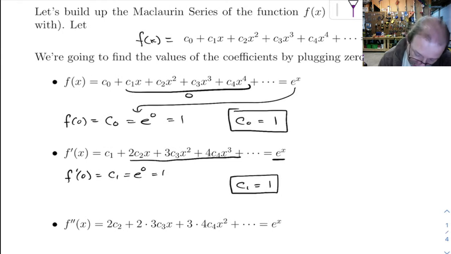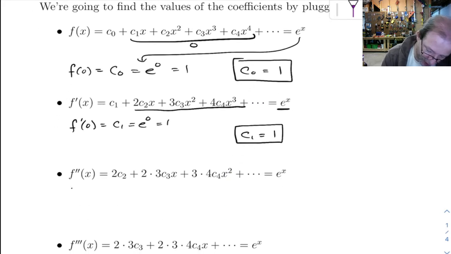All right, now let's take the derivative of this, and we'll come up with this. I want to step through this a little bit here. Derivative of this is 0. Derivative of this is going to be 2c2. Derivative of this is going to be 6c3, but I'm going to keep that written out as 2 times 3c3 times x. This is going to give me 3 times 4x to the second power, and so on.